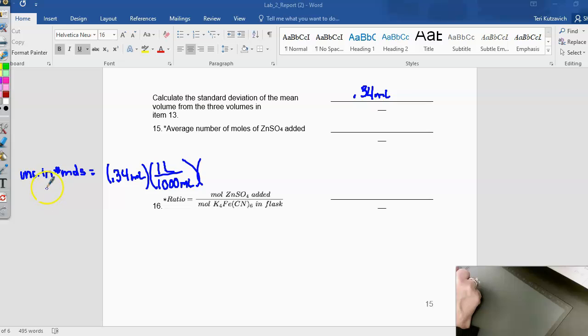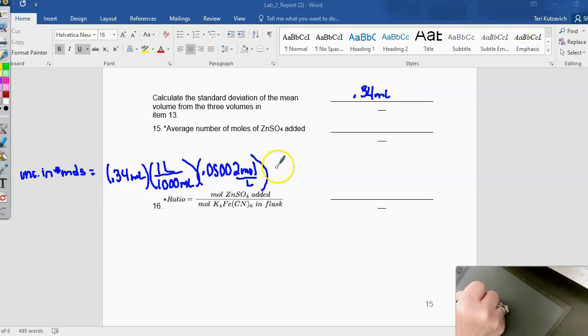So if we wanted to see our uncertainty in moles, we know our molarity of our zinc sulfate was 0.05002 moles per liter. That's concentration. And when you work that out, I believe you get 1.701 times 10 to the negative fifth moles.